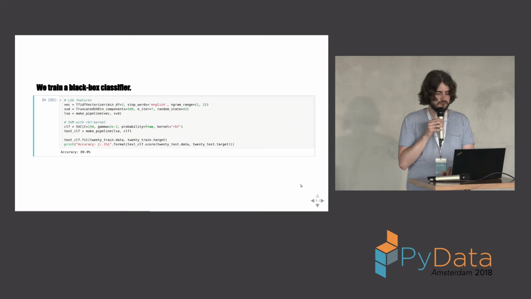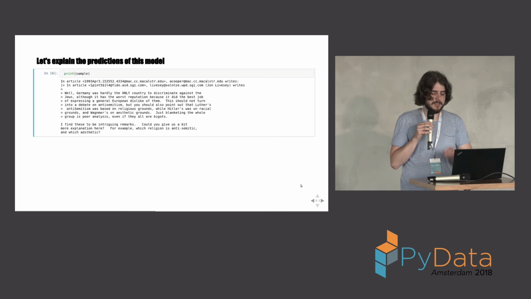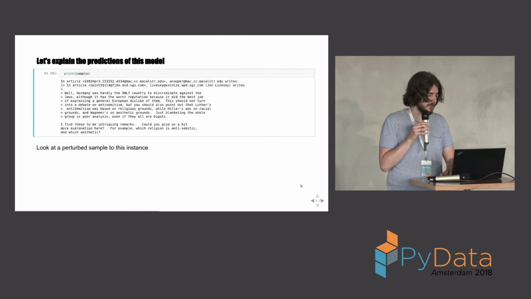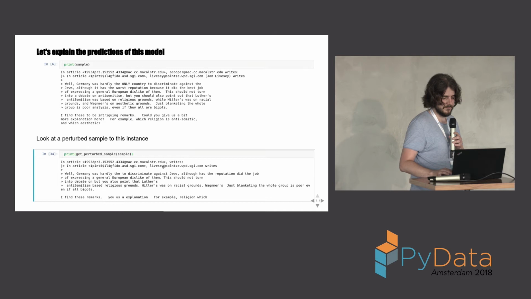Then we try to explain the prediction for this sample we picked. So this is the sample again, and now I show you how a perturbed sample, like a fake sample, looks. For example, it looks like this, right? Or I can run the code again. It's a small function that basically samples randomly at uniform a random number of words. So it looks like this, like this, like this, or like this.